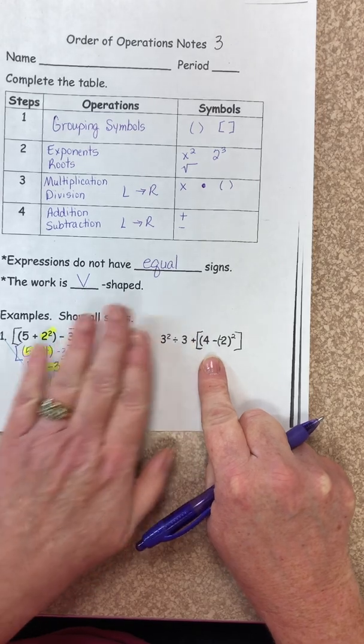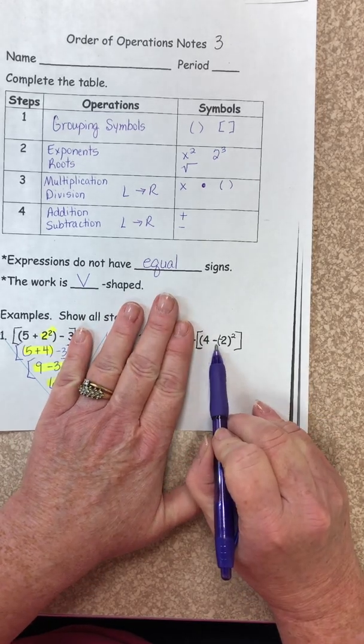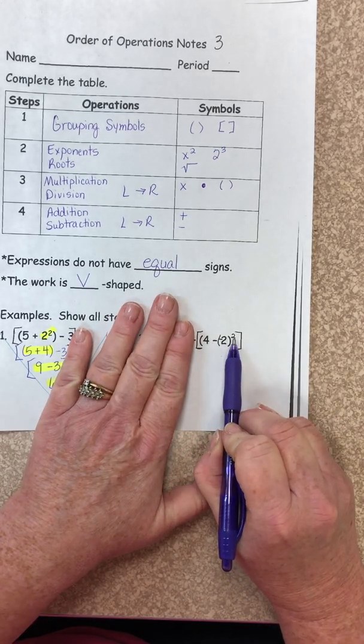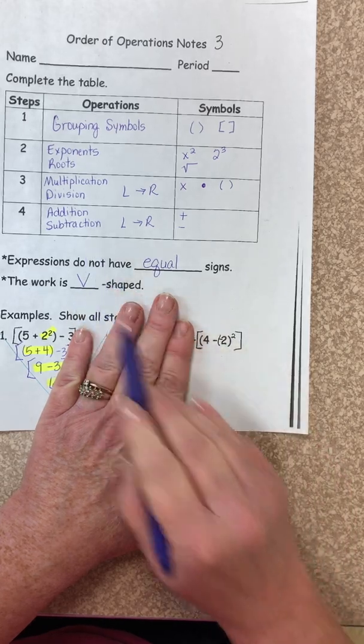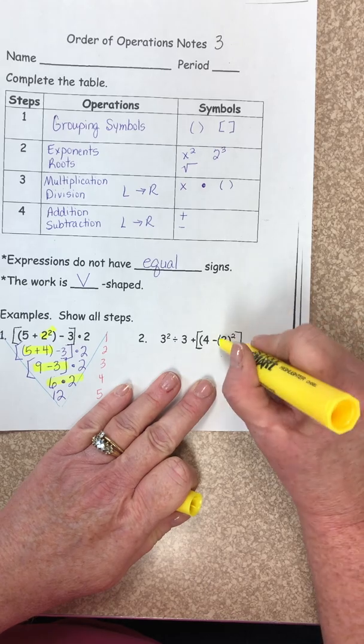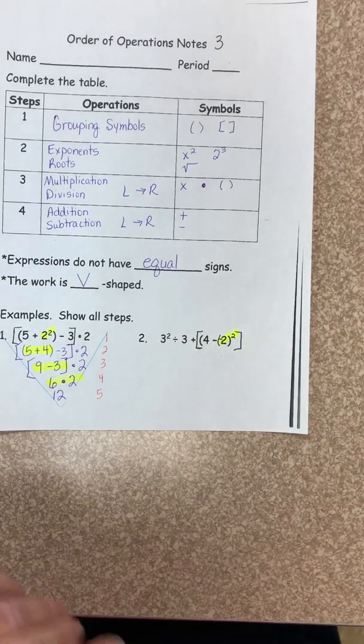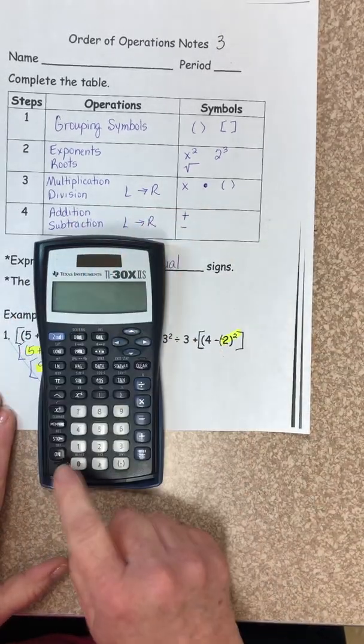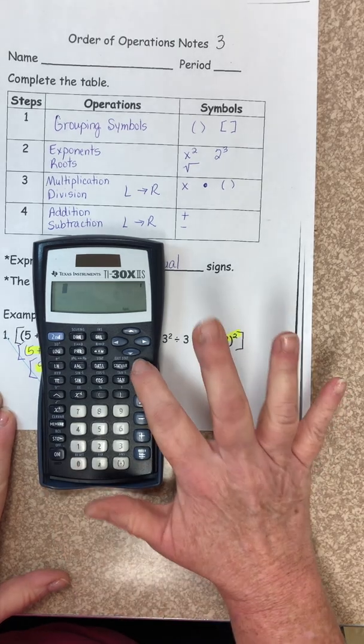So I'm gonna cover everything else up. We have subtraction and we have an exponent. So according to our steps, we're gonna do the exponent first. So I'm gonna highlight that. And I'm gonna put this one in the calculator to show you how to put in a negative number.